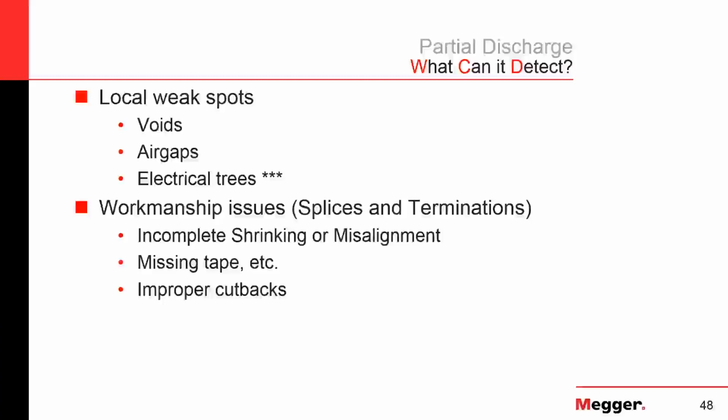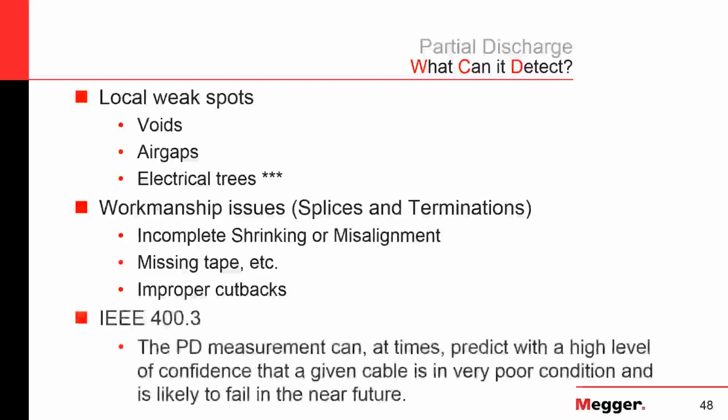Splices and terminations, again, same thing. Incomplete shrinking, that's a common one. A lot of times guys with heat shrink splices can get the top very well, but sometimes the bottom of the heat shrink is a little bit hard to get to, so it's not fully shrunk. Missing tape, improper cutbacks, things like that.